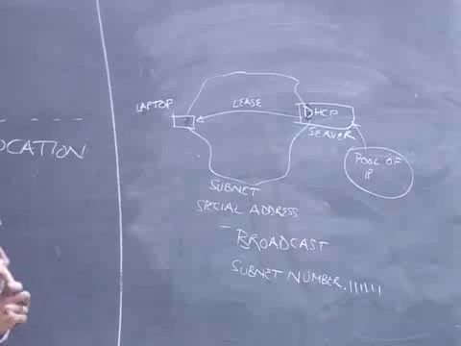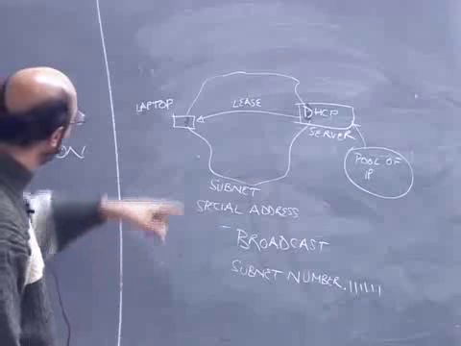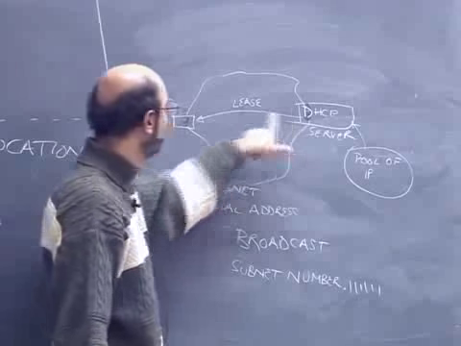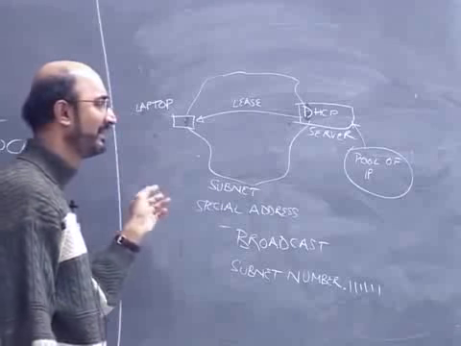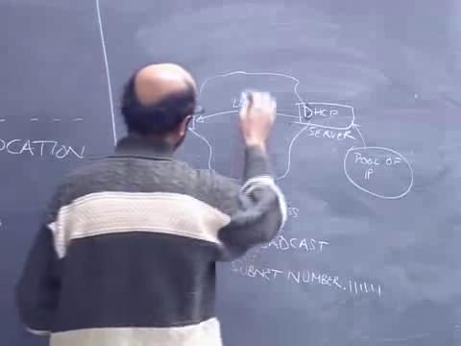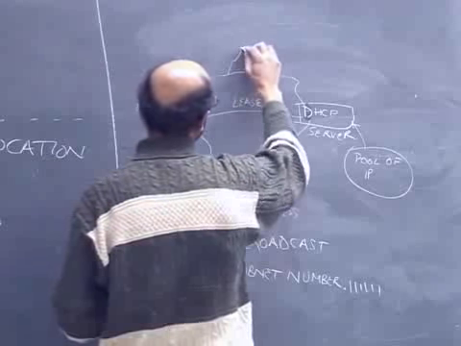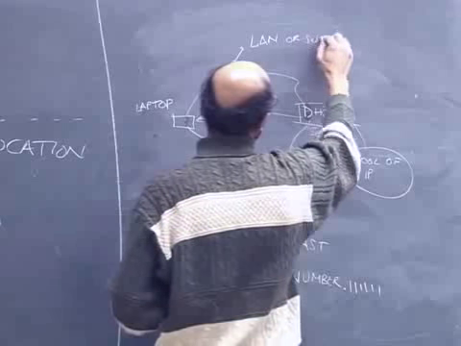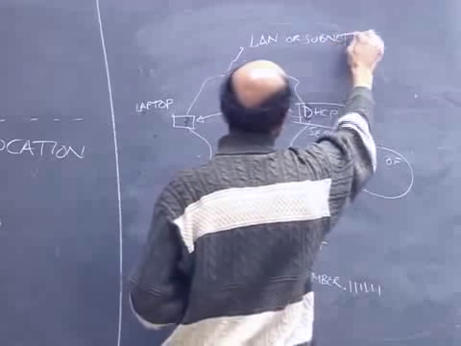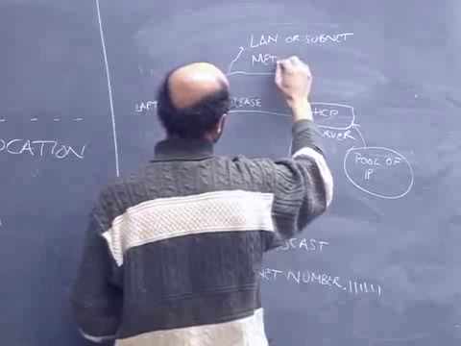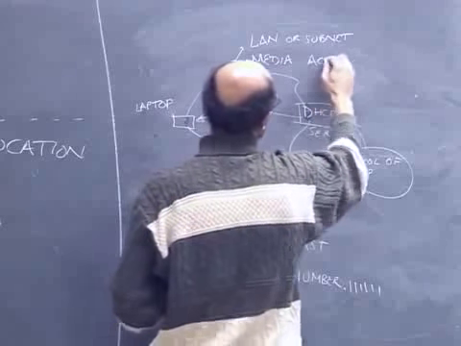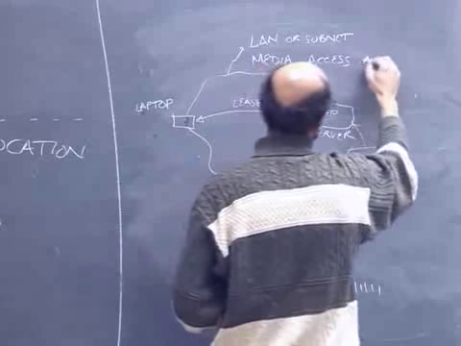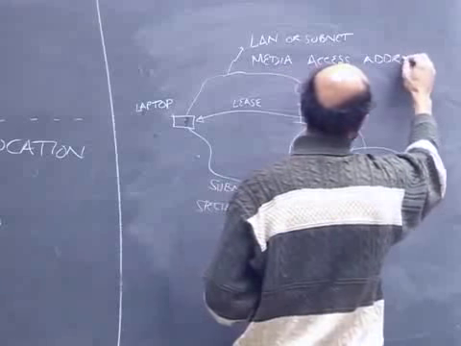Okay, that's the first wrinkle. The second one is, well, if it didn't have an IP address, how did it get from here to here in the first place, right? And the way it works is that at the LAN or subnet level, we have a different address, and we call that the media access address. And we'll talk more about that later when we talk about the link layer.